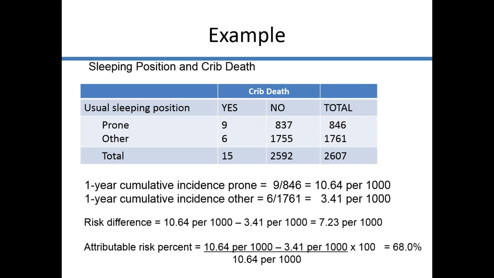And so we now calculate the etiologic fraction or attributable risk proportion, whichever one you want to call it, 68%. Because we took the total risk in people who sleep prone as our denominator, and we took that percentage of it that was due to sleeping prone. That's pretty high. It means two-thirds of babies who have crib death in people who sleep prone, two-thirds of that are due to sleeping prone. And one-third of the crib deaths in people who sleep prone is due to background risk of crib death. Next slide, please.